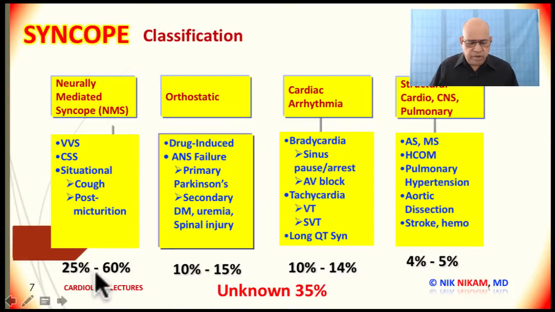If you look at the bottom here, the majority of the syncope is in this group, which is generally benign. Then the orthostatic syncope accounts for 10 to 15%. Similarly, cardiac arrhythmias account for 10 to 15%, whereas the structural heart disease, central nervous system, and pulmonary causes account for only about 4 to 5%.